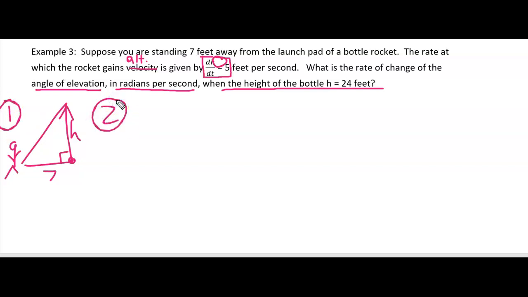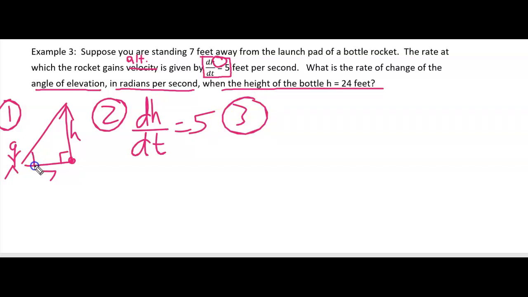Number 2, let's identify the rate that they give us. They give us the rate of change of h with respect to t. They tell us that that's 5 feet per second. Step 3, what rate are we trying to find? We're trying to find the rate of change of the angle of elevation.